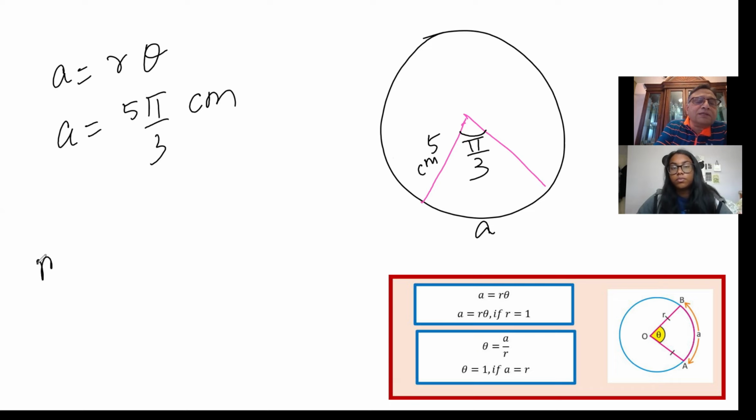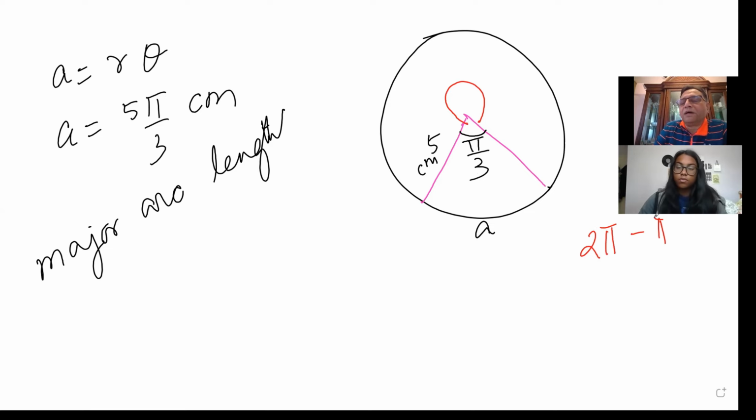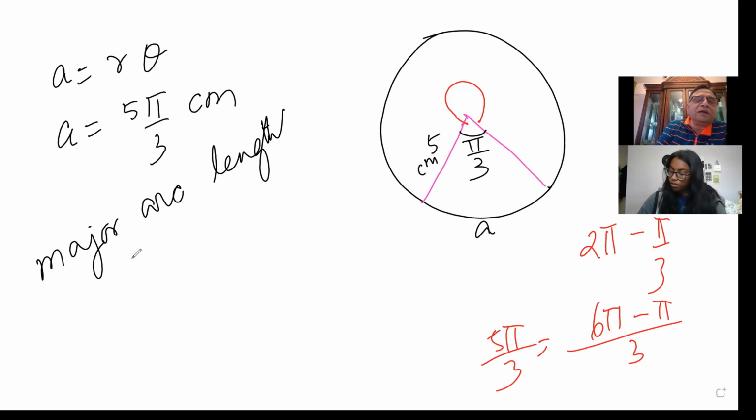What is the major arc length? That means this part. For that, you know what this angle should be? 2 pi minus pi by 3, correct? So that'll be 2 pi minus pi by 3, or 6 pi minus pi over 3, which is 5 pi by 3. So major arc length will be 5 times 5 pi by 3, or 25 pi by 3.